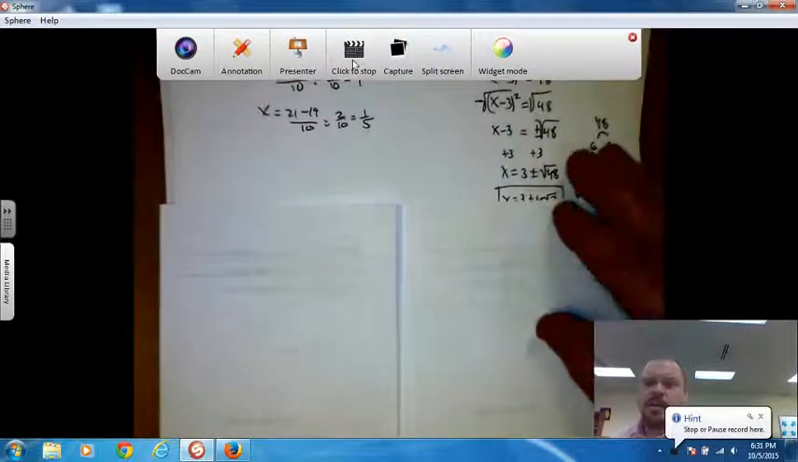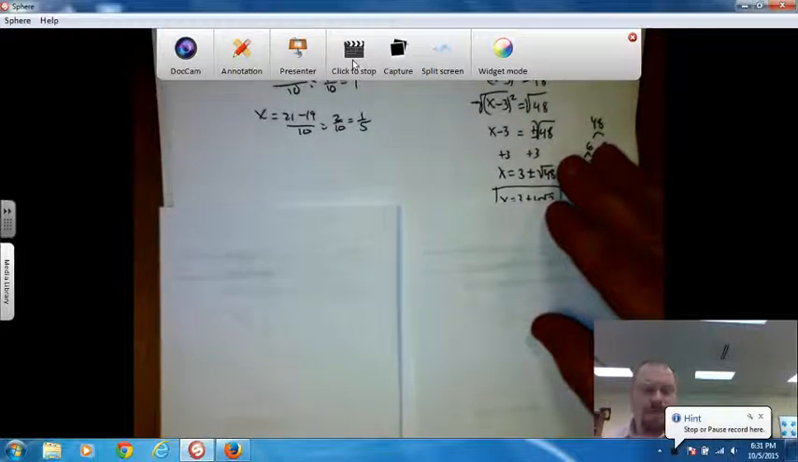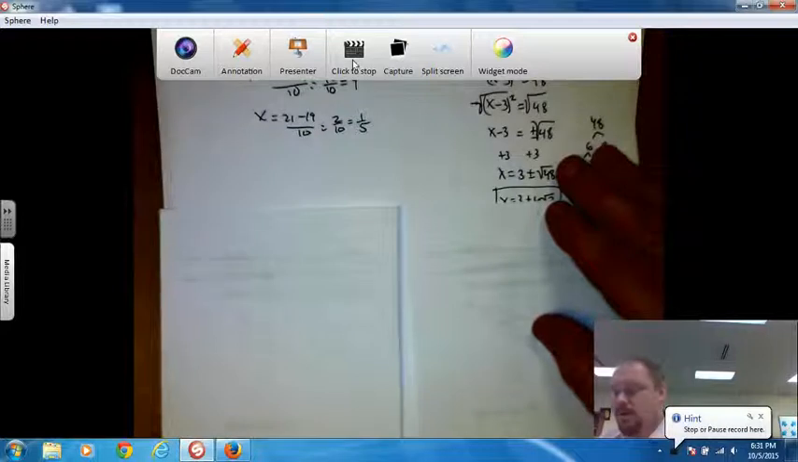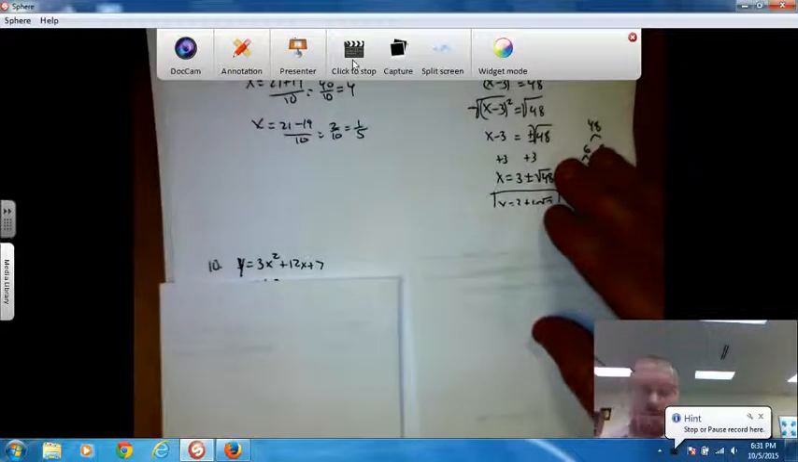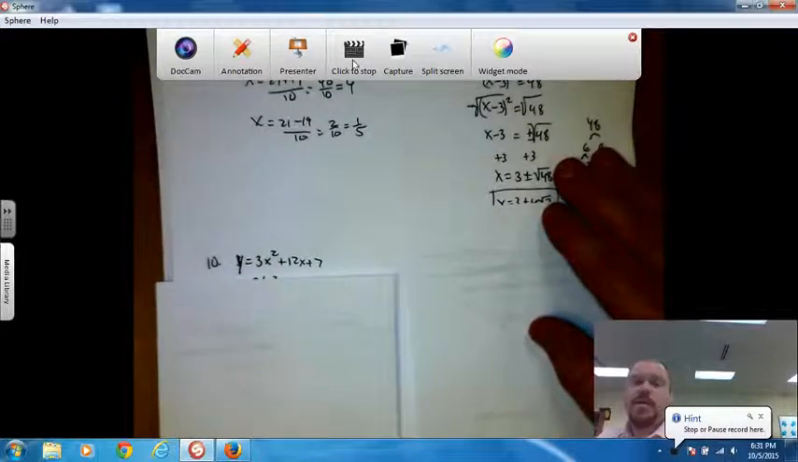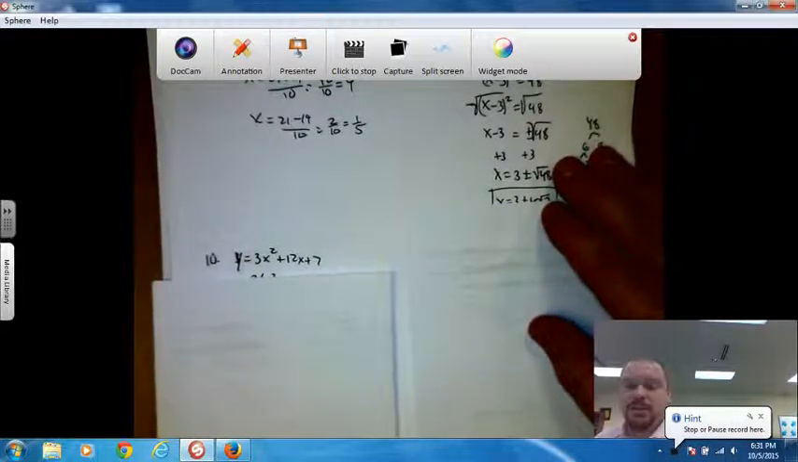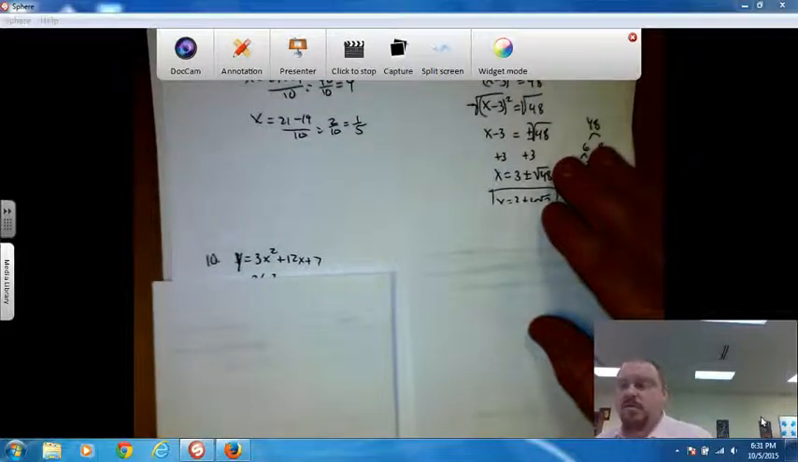In this part of the review, we're going to start with the graphing problems on number 10. What they want me to do is write it in vertex form. In order to write in vertex form, I must complete the square. In order to complete the square, I have to factor out the number in front of x squared.